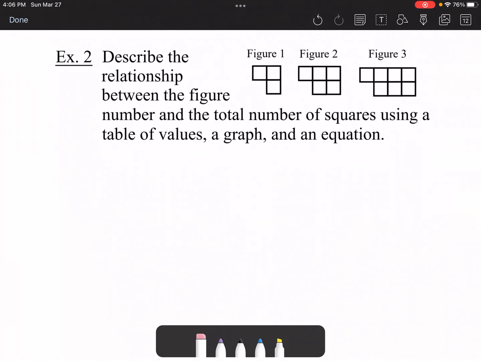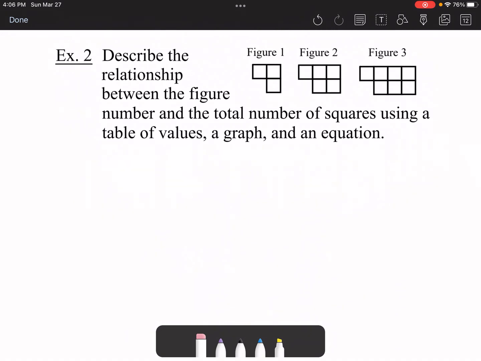Okay, so let's take a look at this situation. We're going to describe this relationship between the figure number and the total number of squares using a table of values, using a graph, and using an equation.